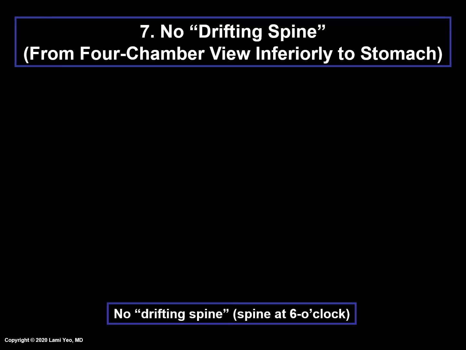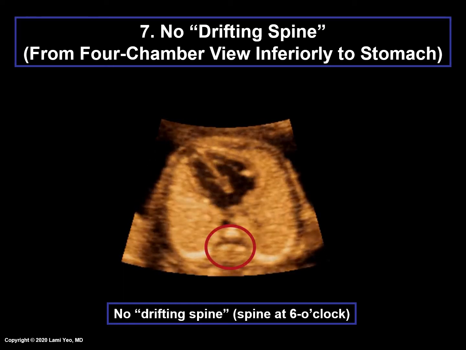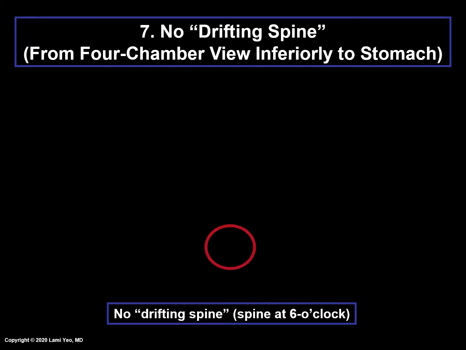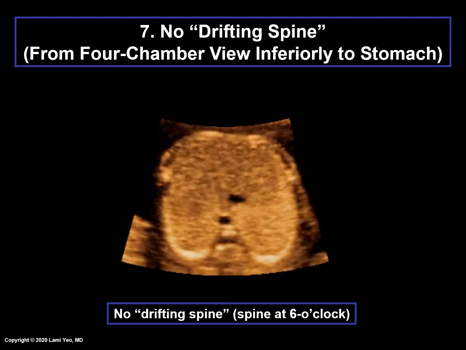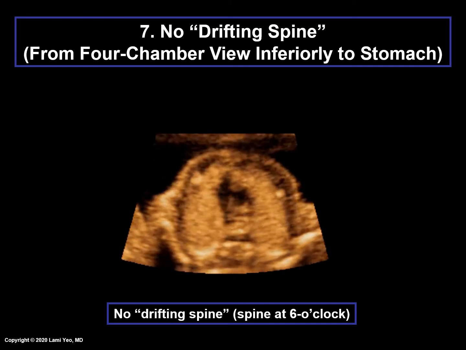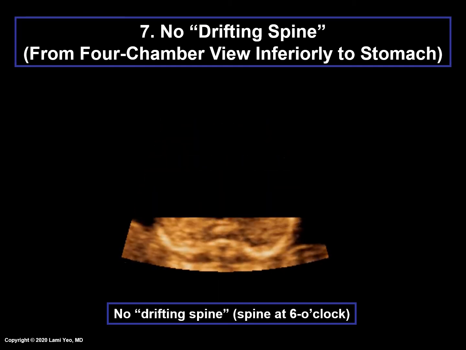Now, when observing STIC loop, here is an example of no drifting spine, in which the spine is located at 6 o'clock. Notice that the spinal ossification centers as a group are visible in each serial transverse plane of the STIC loop and are located in the same area on the screen from the four-chamber view down to the stomach.